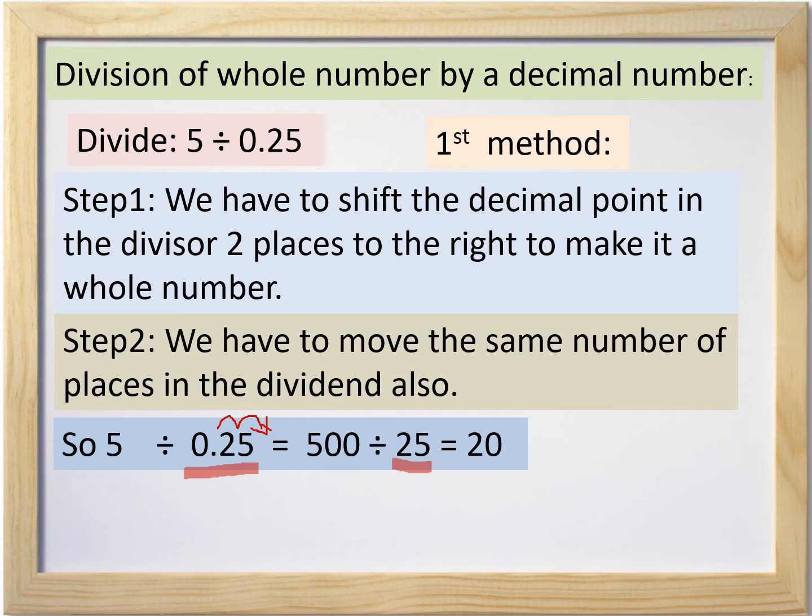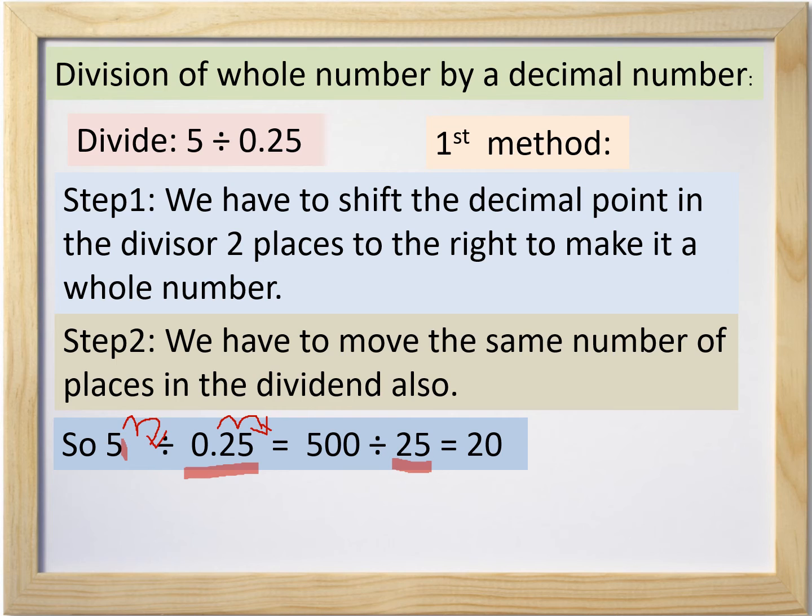Since we have moved the decimal point 2 places to the right, we have to move the decimal point in the dividend also 2 places to the right. Children, 5 is a whole number, so where is the decimal point? It is after 5, to the right of 5. Now we have to shift this decimal point 2 places to the right. Understood, children?